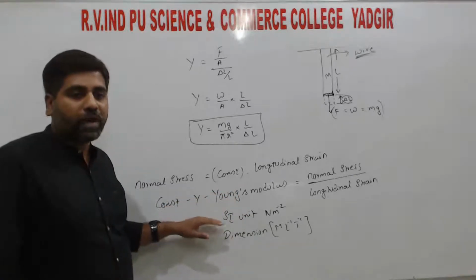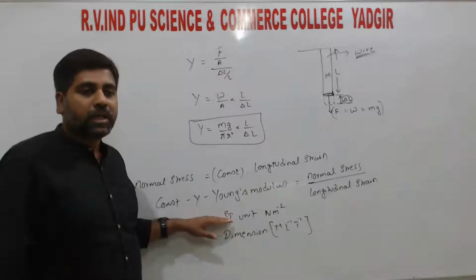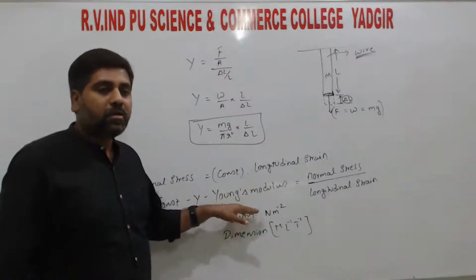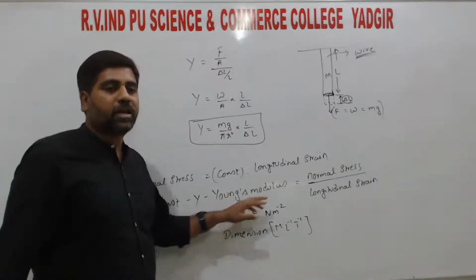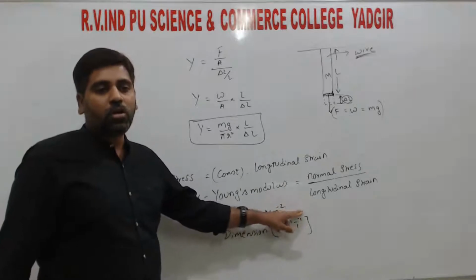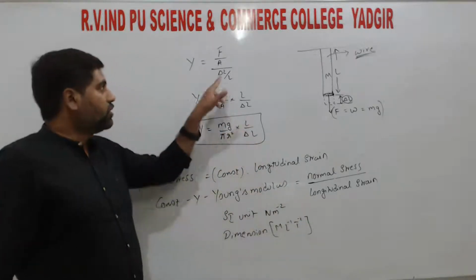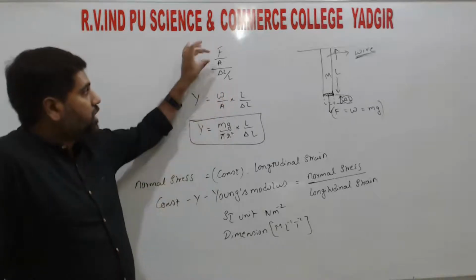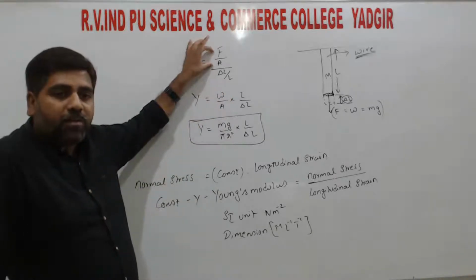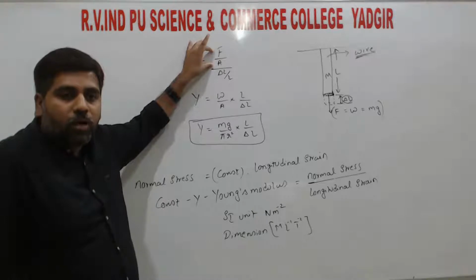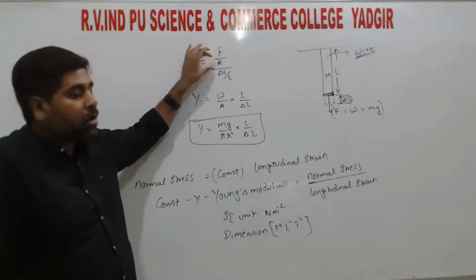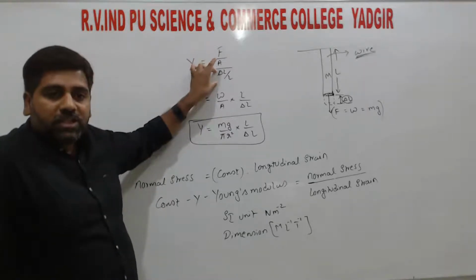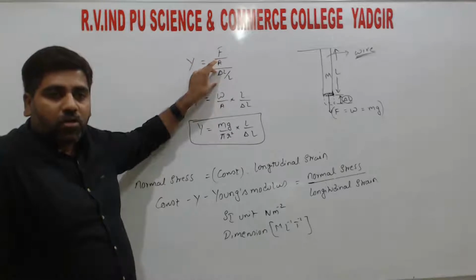So how do we define Young's modulus? Young's modulus is defined as the ratio of the normal stress to the longitudinal strain. So this is the mathematical formula for Young's modulus. Normal stress is nothing but the normal force acting per unit area, divided by the change in configuration relative to the original configuration.